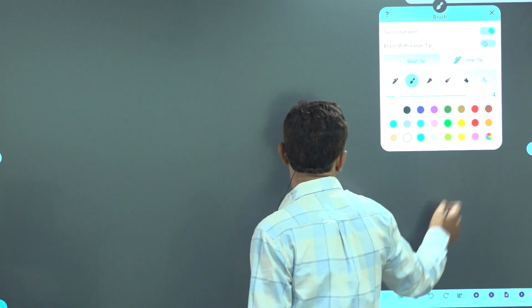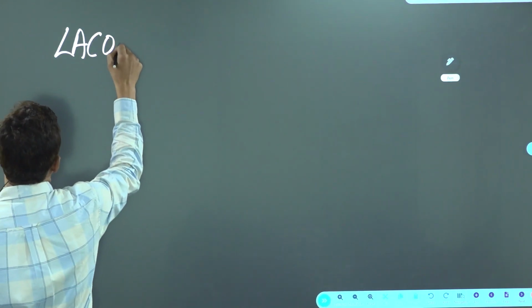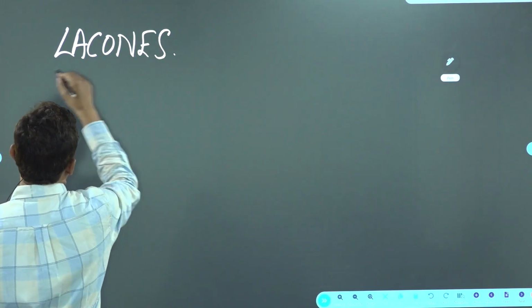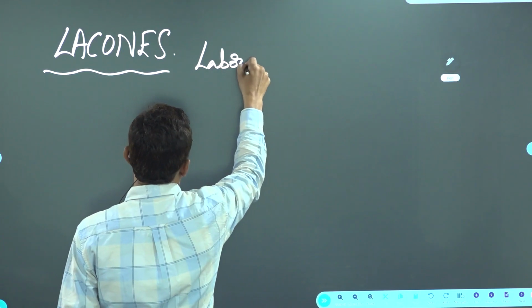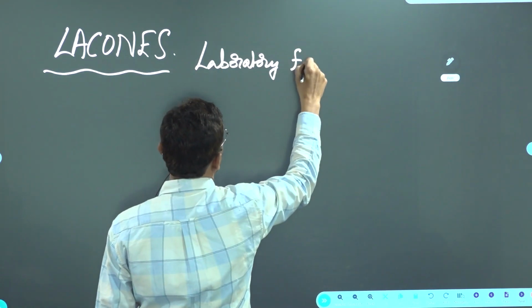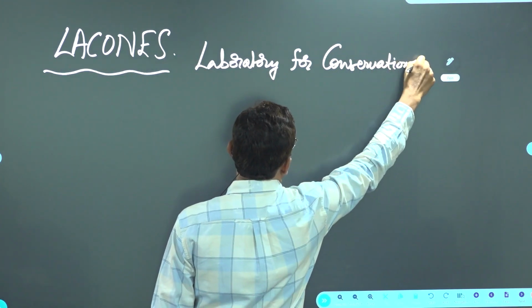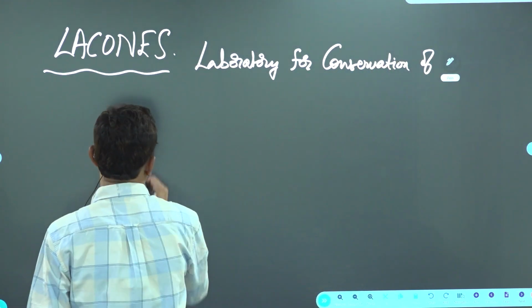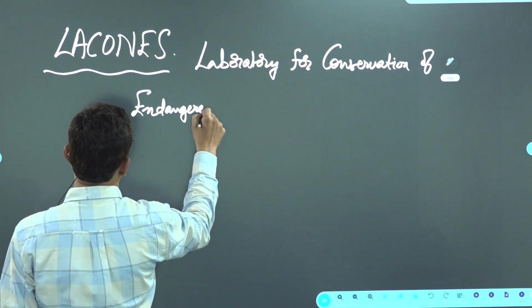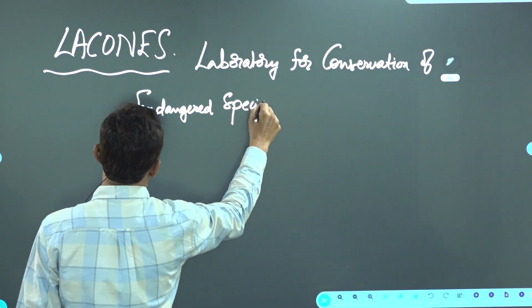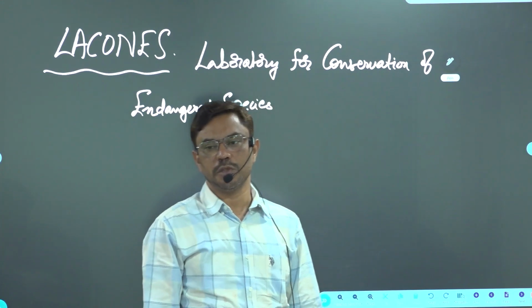So next, put the subheading LaCONES. LaCONES means Laboratory for Conservation of Endangered Species.